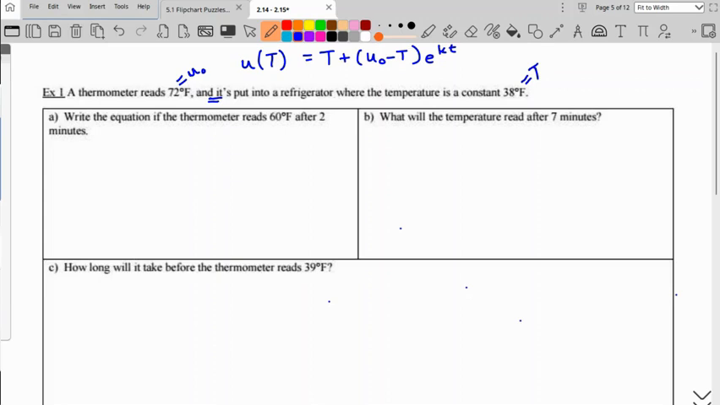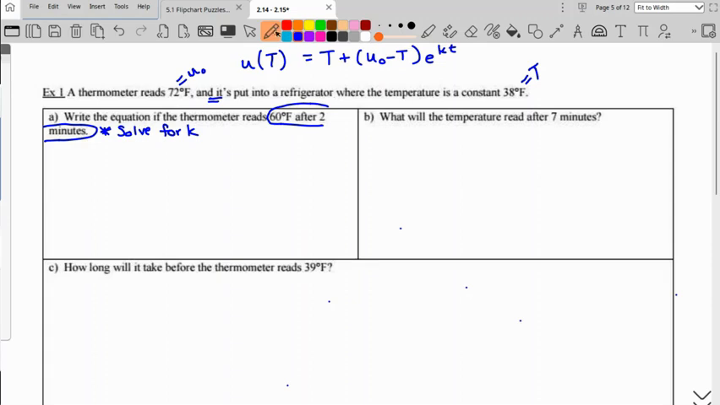So it says, write the equation if a thermometer reads 60 degrees Fahrenheit after 2 minutes. Okay, do we know our growth factor? No, but they just gave us enough information to calculate it. They said it reads 60 degrees after 2 minutes. So that's enough information to find it. Like I said, you often have to solve for K first.